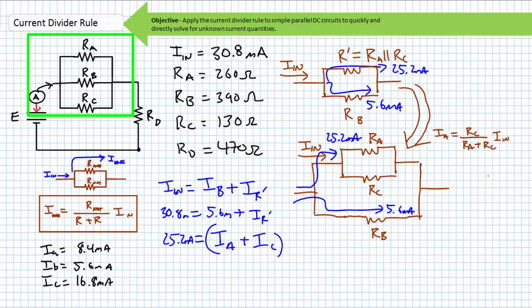Solving for IA, we find RC divided by RA plus RC times the incoming current. The only trick to this simple method is this: stay organized. Realize the incoming current to this 2 resistor parallel network is not the original 30.8 milliamperes indicated by the ammeter, since 5.6 milliamperes of it already went to RB. The incoming current to this 2 resistor parallel combination is what's left over, the remaining 25.2 milliamperes. Substituting in the correct values, we again find IA to be equal to 8.4 milliamperes.